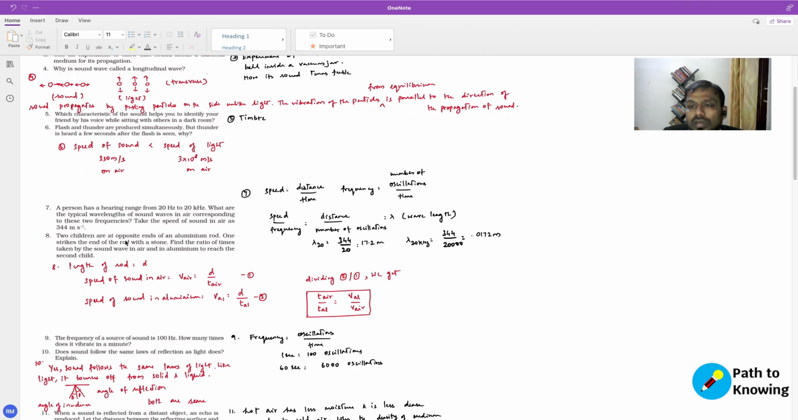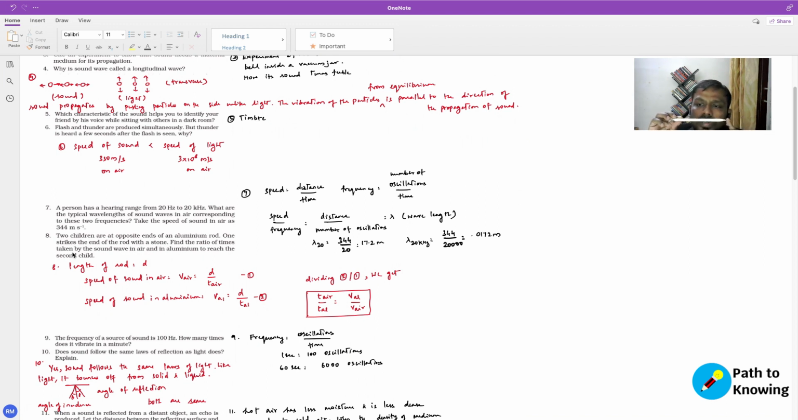Two children are at opposite ends of the aluminum rod. One strikes the end of the rod with a stone. Find the ratio of times taken by the sound wave in air and in aluminum to reach the second child. So here we are expected to find the ratio of the time, right? So let's consider the aluminum rod to be of d meters. So this is the aluminum rod.